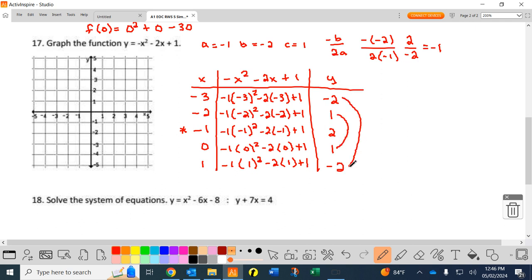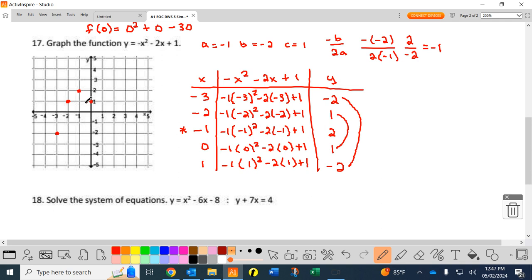So to graph this, the first ordered pair is -3, -2, right here, to the left and down. The next one is -2, +1, so to the left and up. The vertex is going to be -1, +2, so left 1 and up 2. The hardest one for people to get is the 0, 1, guys. 0 means don't go left or right, go up to 1. And look, it's got to mirror the other side, and it does.